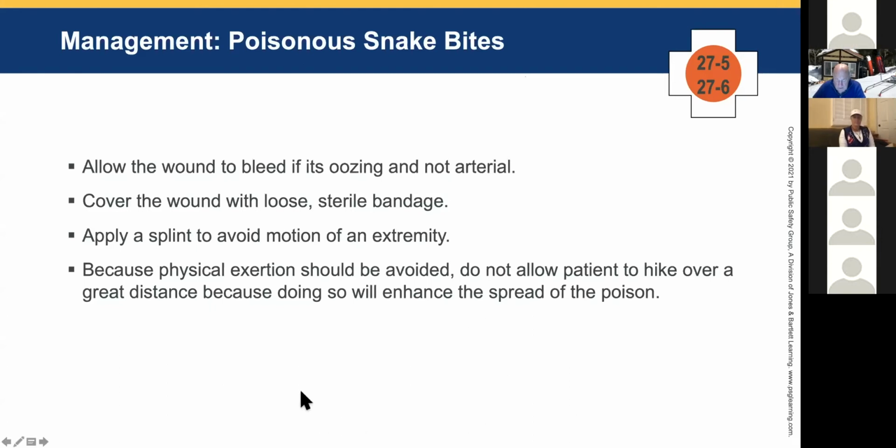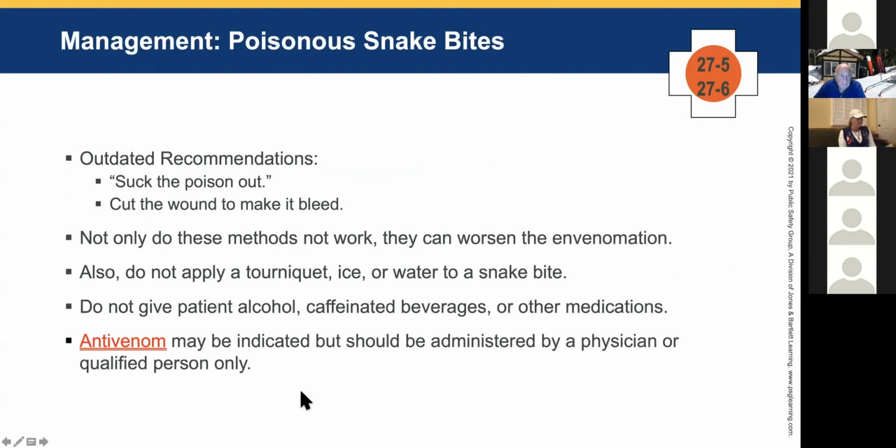Well, let's flip on to the next slide here and see what we got. All right, as I mentioned earlier, the outdated recommendations to suck the poison out or cut the wound to make it bleed, these methods don't work. They can worsen the envenomation. Don't apply a tourniquet, ice, or water to a snake bite. Don't give a patient alcohol, caffeinated beverages, or other medications. Antivenom may be indicated, but it should be administered by a physician or qualified person only.